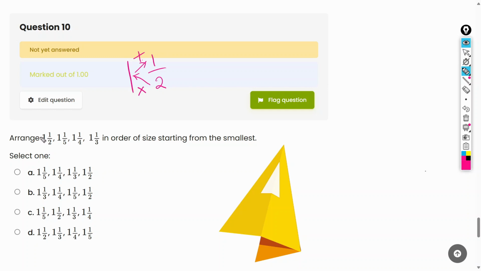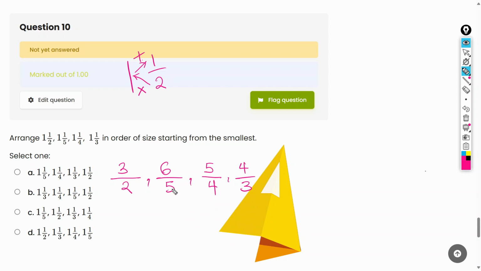So 2 times 1 is 2, plus 1, that's 3. So 3 over 2. 5 times 1 is 5, plus 1, 6. 6 over 5. 4 times 1 is 4, plus 1, that's 5. 5 over 4. Finally, 3 times 1 is 3, plus 1, that's 4 over 3. Now that we've changed to improper fractions, the next thing to do is to give them a common denominator so that we can easily compare.